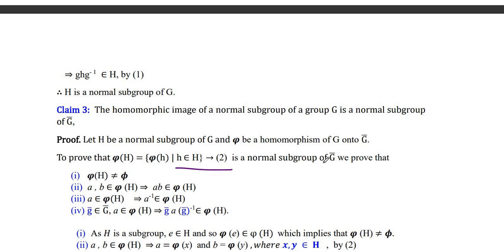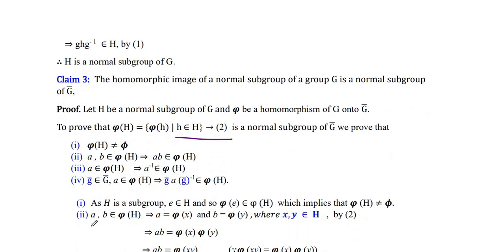So, to prove that this is normal in G bar, first of all, it is non-empty, and then it's a subgroup and the normalcy condition. So, all these are to be established. Now, we have to show that phi of H is non-empty, and for any two elements in phi of H, closure holds, and any element in phi of H has an inverse. And whenever g bar is in G bar and a is in phi of H, g bar a g bar inverse should be there in phi of H, for phi of H to be a normal subgroup of G bar. So, how is that established?